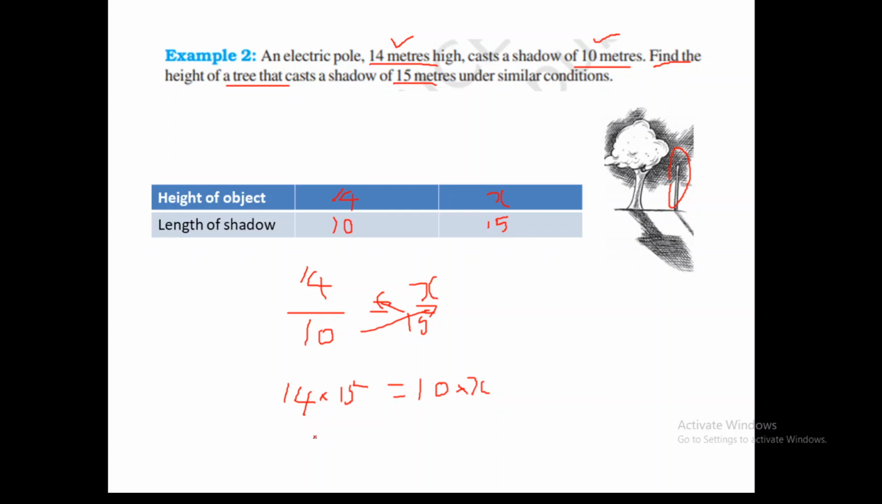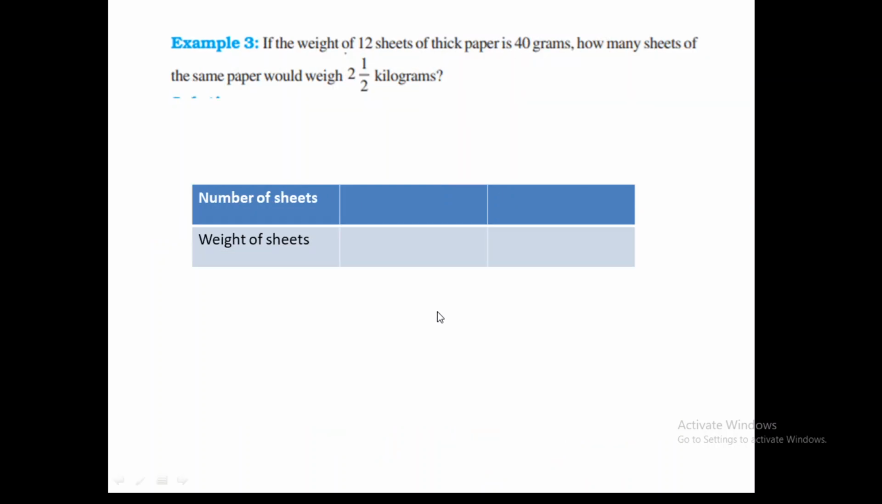So what is the answer? x is equal to 14 into 15 by 10. 15 and 10 cancel, giving 3 here and 2 there; 14 and 2 cancel, giving 7 here, right? 7 into 3 is 21 meters, the actual height of the tree. We go for one more example.